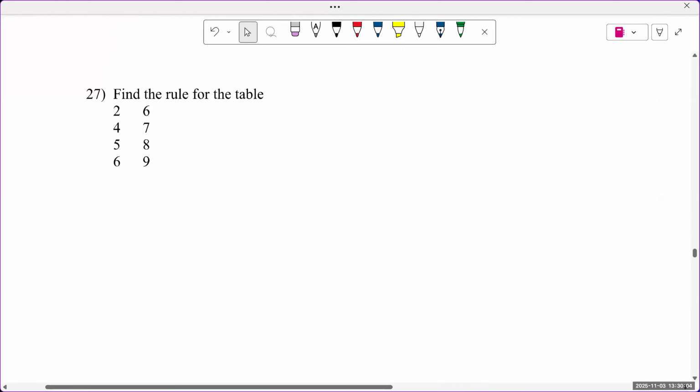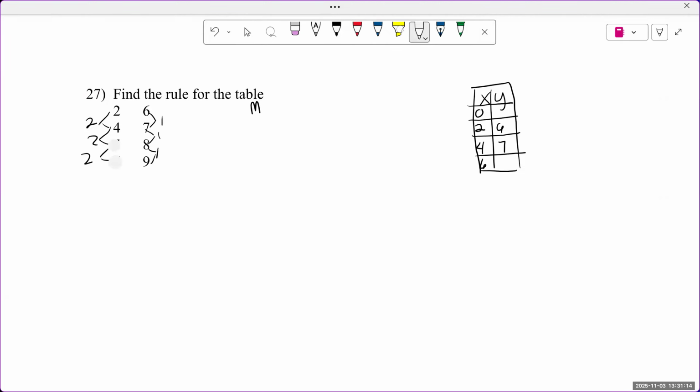Okay, number 27, find the rule for the table. So we see this goes up by 1 and up by 2. Okay, there's a typo here. This was meant to be 2, 4, 6, and 8. So 2, 4, 6, and 8.